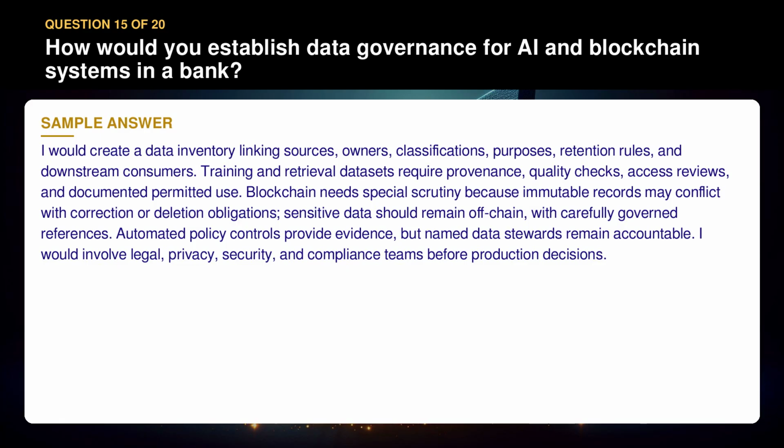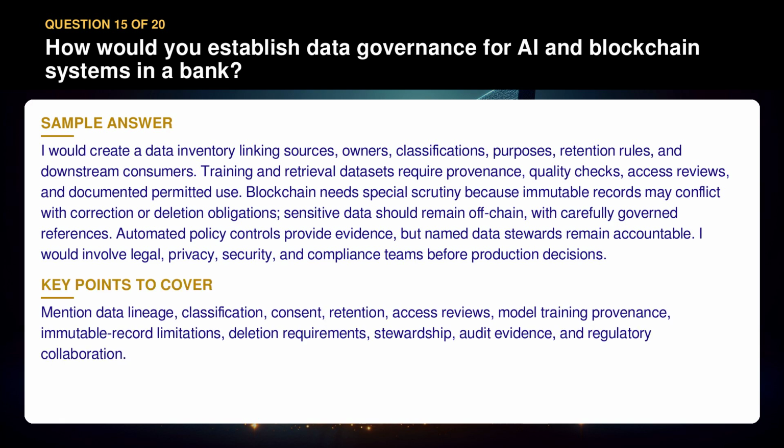Blockchain needs special scrutiny because immutable records may conflict with correction or deletion obligations. Sensitive data should remain off-chain, with carefully governed references. Automated policy controls provide evidence, but named data stewards remain accountable. I would involve legal, privacy, security, and compliance teams before production decisions.